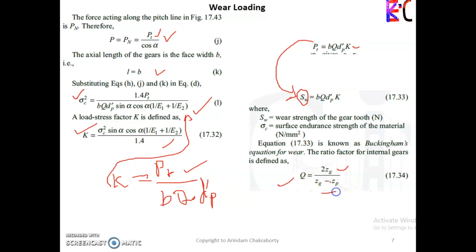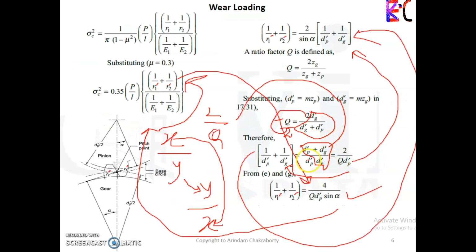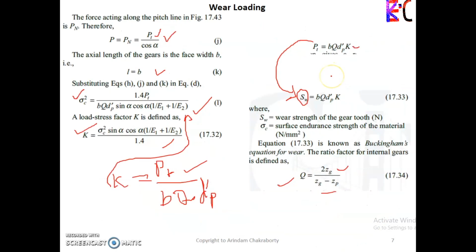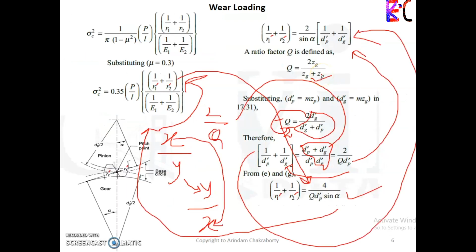That depends on the internal or external gear. If it's an internal gear, it will be minus. If it's an external gear, it will be plus. Okay, you have to remember this: Q depends on whether it is an internal gear or external gear. The formula remains the same, only the sign changes. Internal gear will get minus and external gear will get plus. Fine.